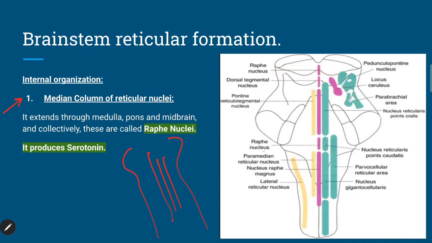Starting with the median column of the reticular nuclei, it extends through medulla, pons, and midbrain. So all three structures, and collectively these are called the raphe nuclei. So you see the raphe nucleus right here. So these are the parts. This red one that you see in the middle, that's what it all makes. And the major function is that it produces serotonin.